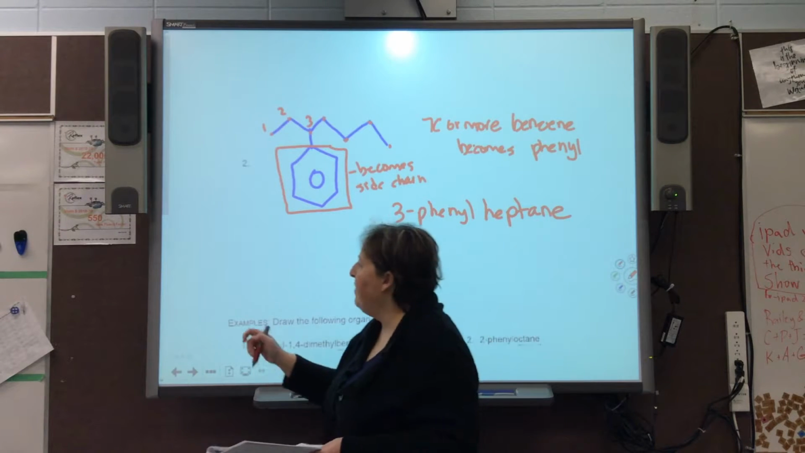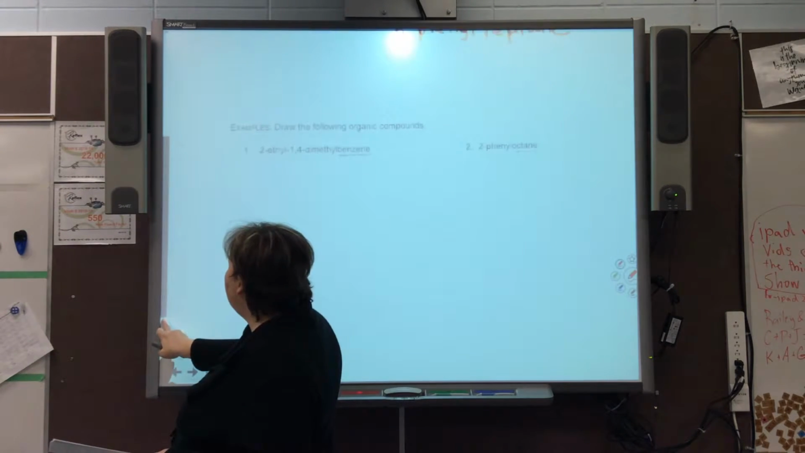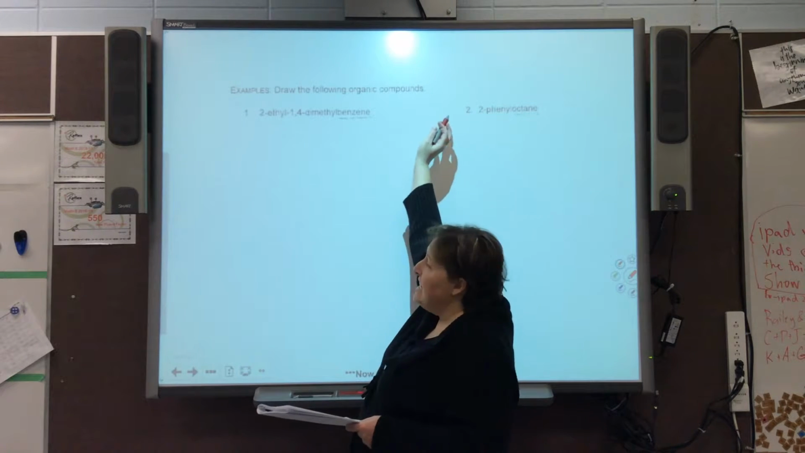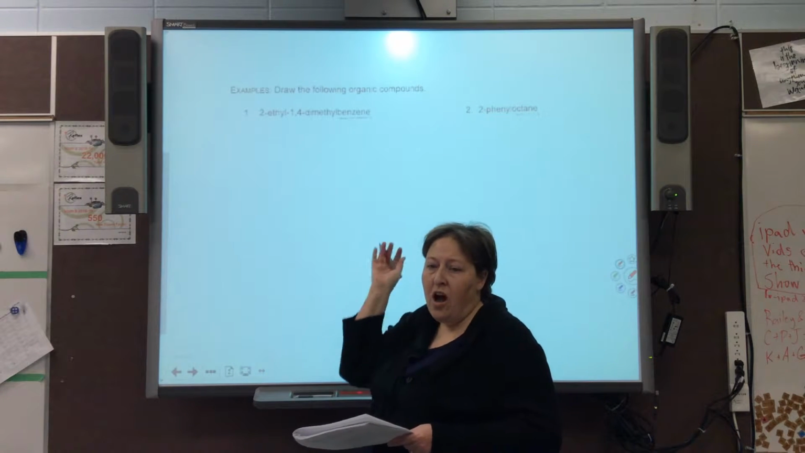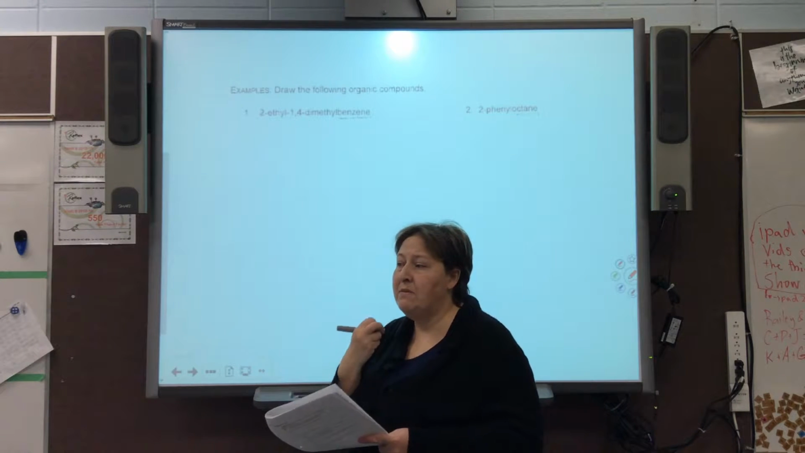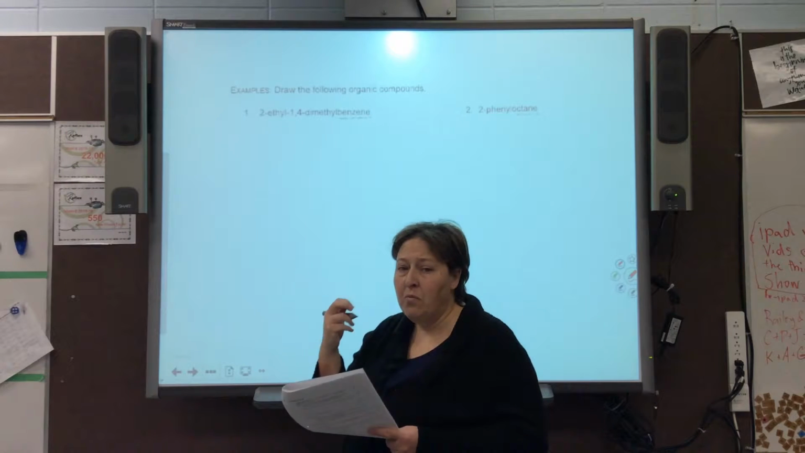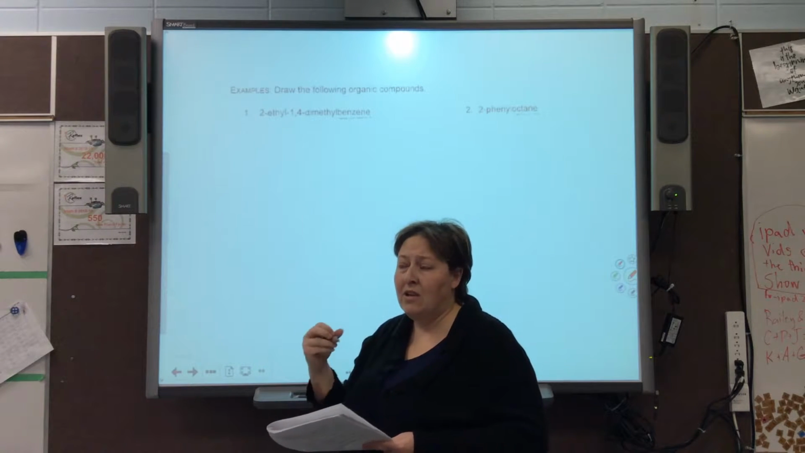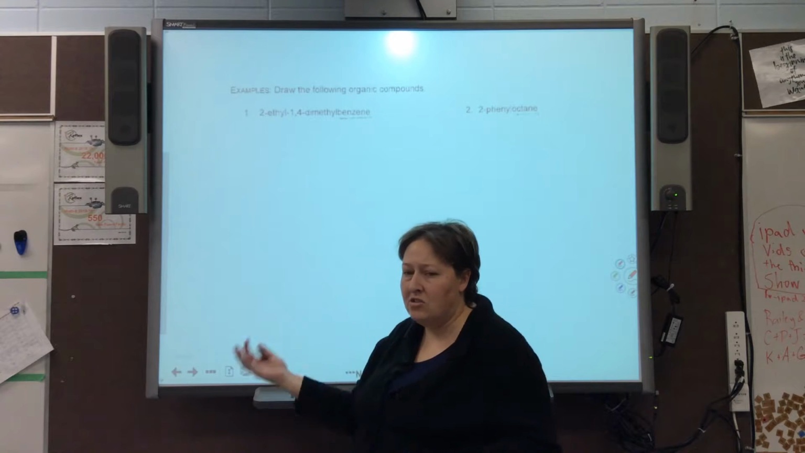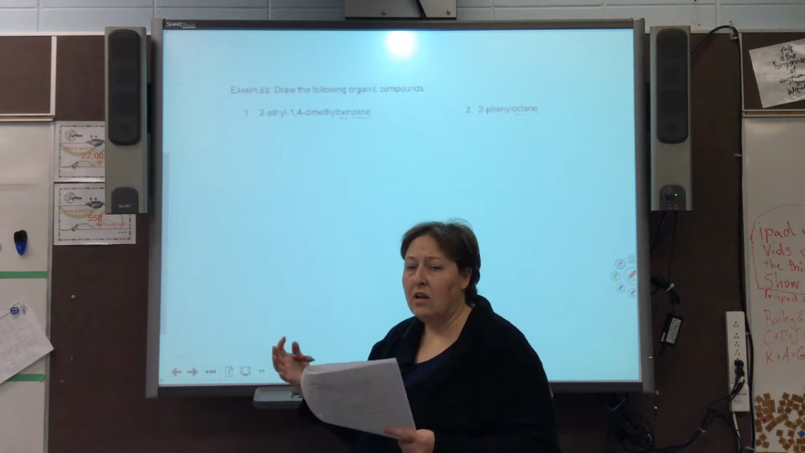Okay, so now we're going to go the other way. We're going to have the name and we have to draw the structure. If it doesn't indicate to you how to draw it, draw it the way it makes the most sense to you. For me, that will always be a line diagram, but don't make that be the only way you do it. If you're comfortable with a structural or a condensed structural or however you want to do it.